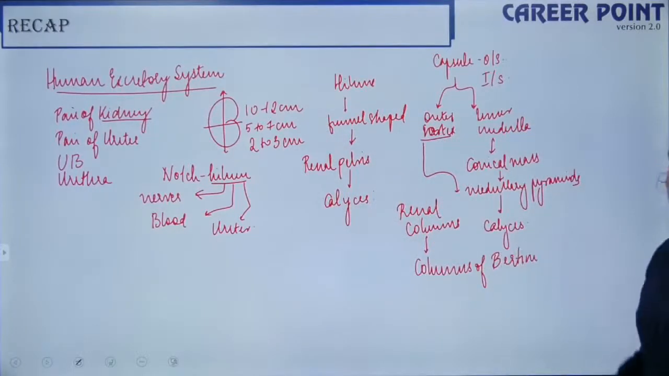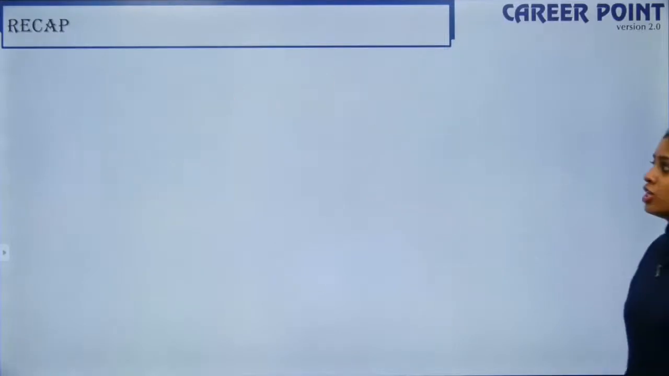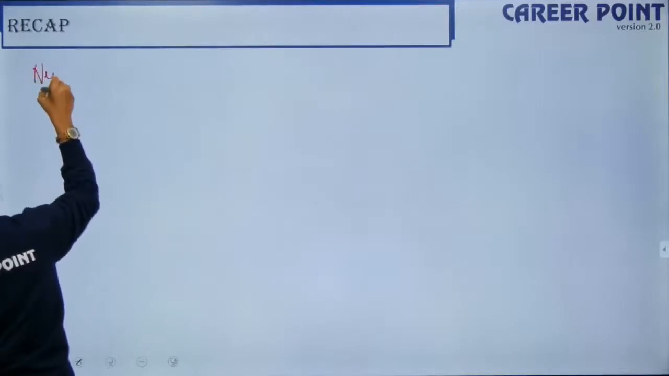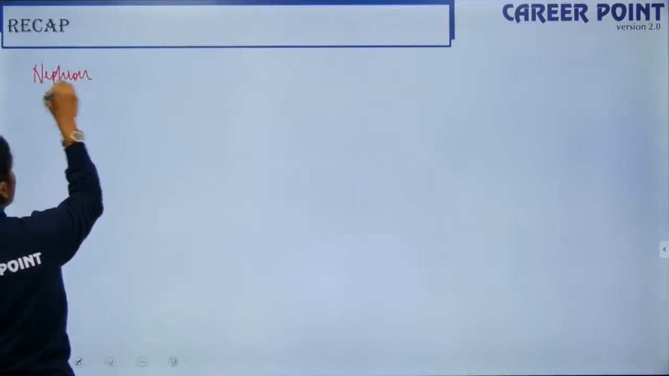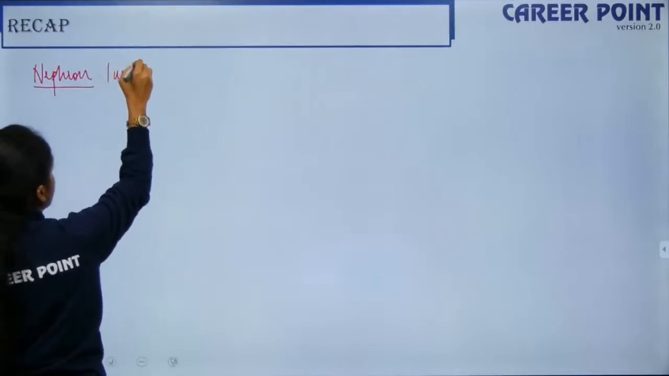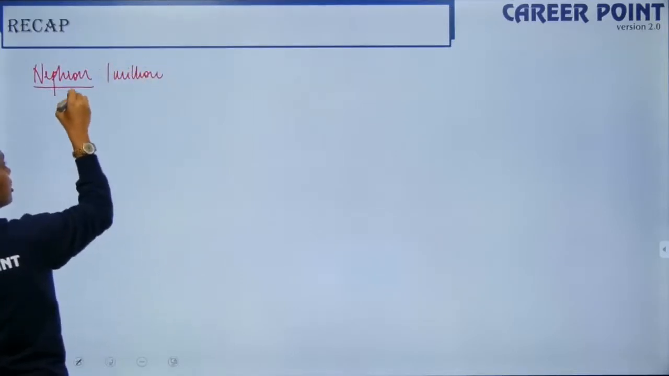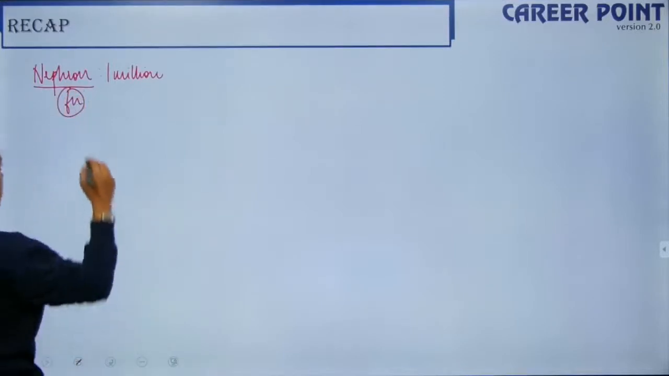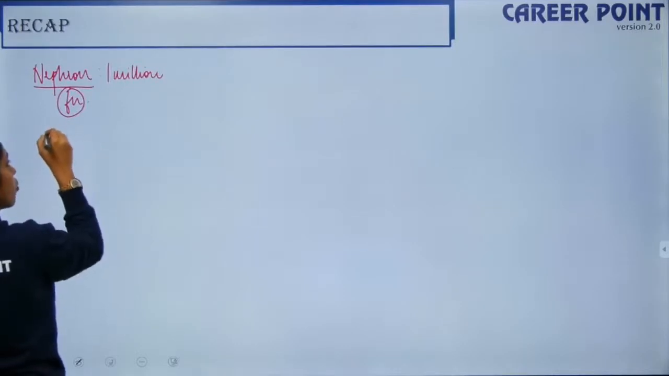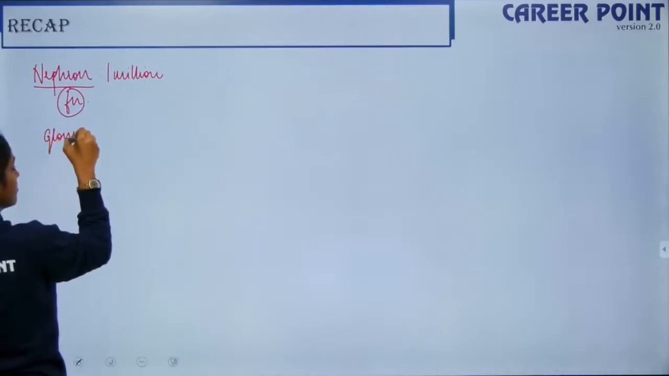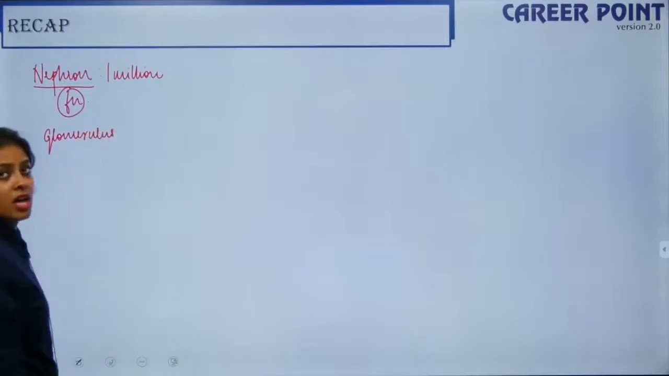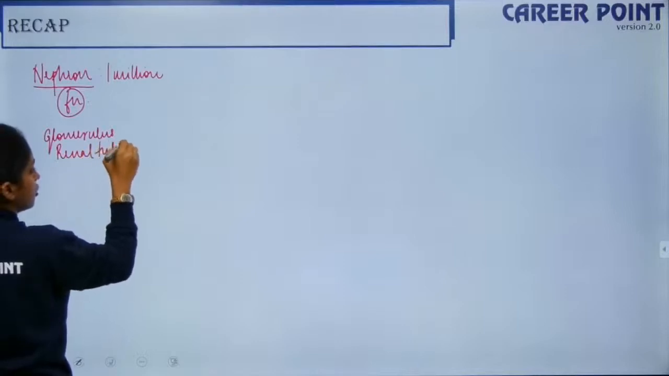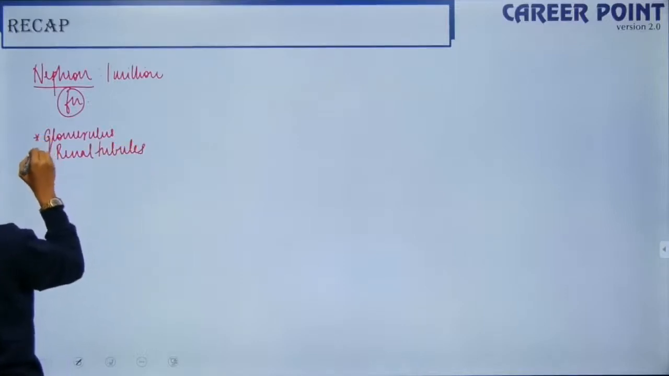So this is known as columns of Bertini, right? Now, next we started talking about the structure of your nephron. We have nearly 1 million nephrons. This is the functional unit of your kidney. Right? The nephron has two structures. One is your glomerulus and then it has your renal tubules. So we have two parts of your nephrons, okay?